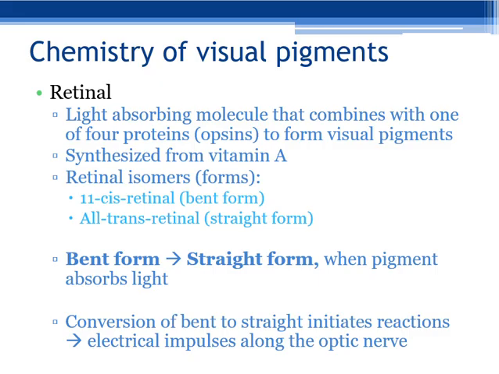And there's 2 different forms of retinal. There's 11-cis retinal, which is a bent form of the chemical, and all-trans retinal, which is a straight form of the chemical. And when rods absorb light, it turns the bent form of retinal into the straight form of retinal. So again, that occurs, the bent to straight form, when the pigments, so retinal plus an opsin, absorbs light. And that's going to be what we need to convert and initiate a reaction that leads to an electrical impulse that moves along the optic nerve.